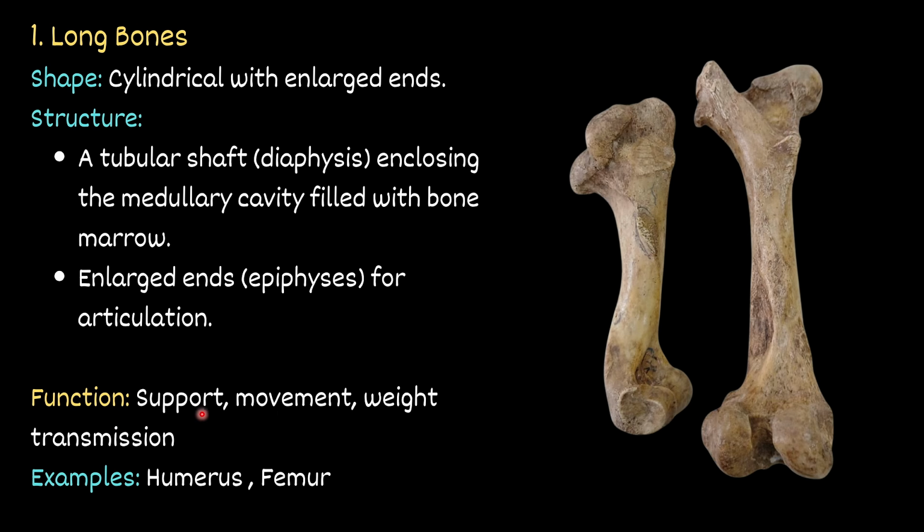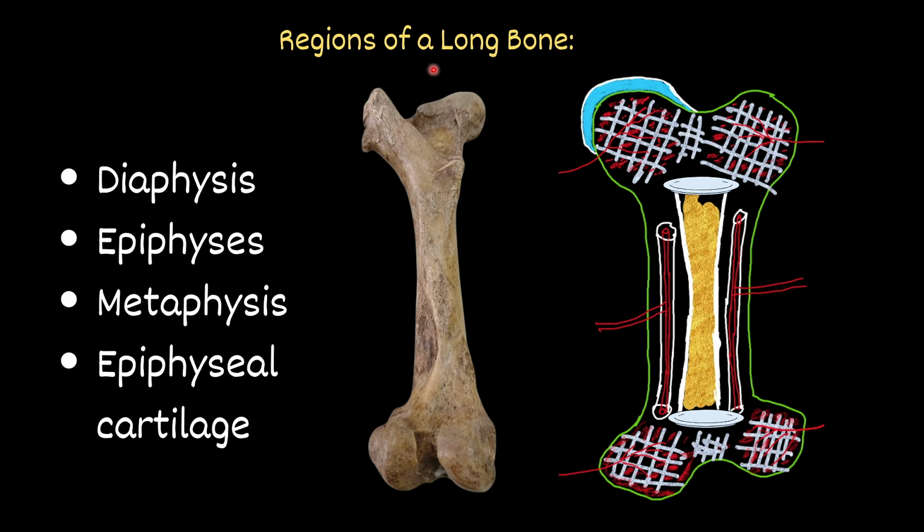Function: they support, they help in movement, they help in weight transmission. Examples: humerus, femur, long bones. What are the regions of a long bone? You will find diaphysis, epiphysis, metaphysis, epiphyseal cartilage.